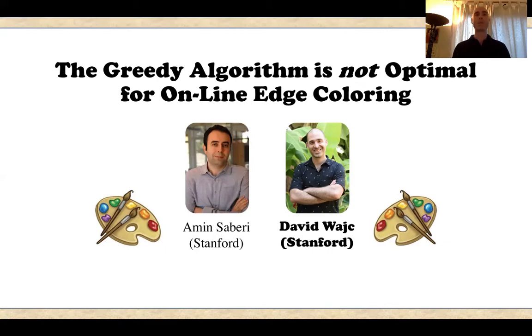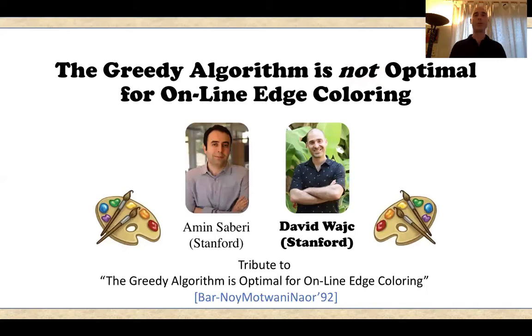The title of this paper is a tribute to an earlier work of Bar-Noy, Motwani, and Naor, titled "The Greedy Algorithm is Optimal for Online Edge Coloring." And if you didn't hear the distinction between these two titles, it's precisely the word "not" indicated in yellow above. Now, I'll shortly tell you about the distinction between the theses of these different papers, but first let me start with the problem definition.